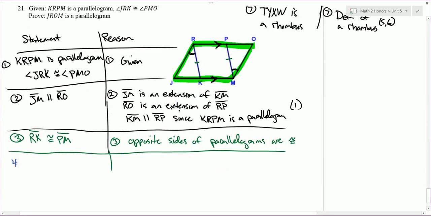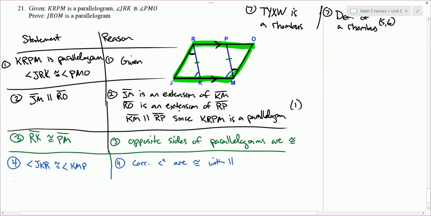And so what we can say now is that these two angles here, so angle JKR, is congruent to angle KMP. And the reason is corresponding angles are congruent with parallel lines.